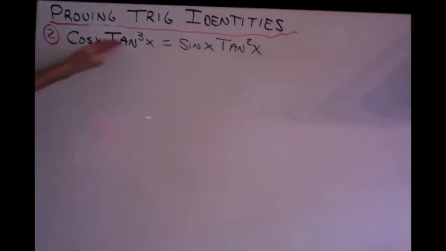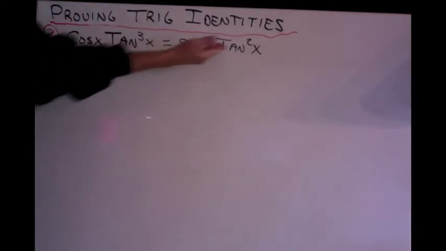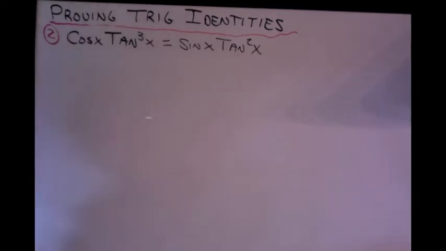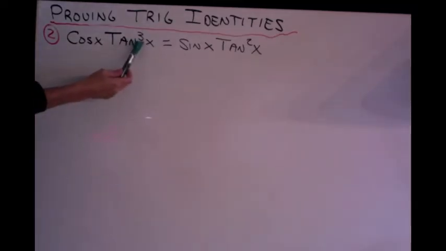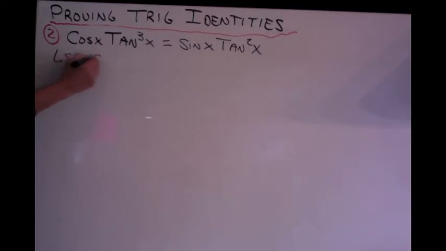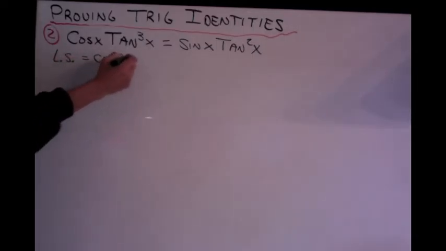All right, again, when we look at these, they appear to be fairly similar. Okay, we have a cos with a tan 3, a sine with a tan squared. All right, given a situation like this, you want to go with the one that has the higher degree. Easier to go from a higher degree back down to a smaller one than the reverse. All right, so we'll go with our left side. So left side equals, again, write down exactly what's there.